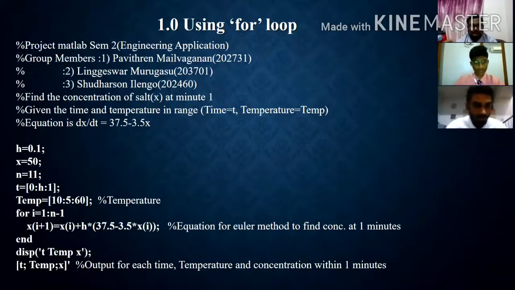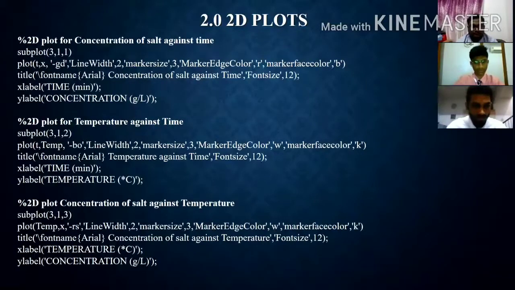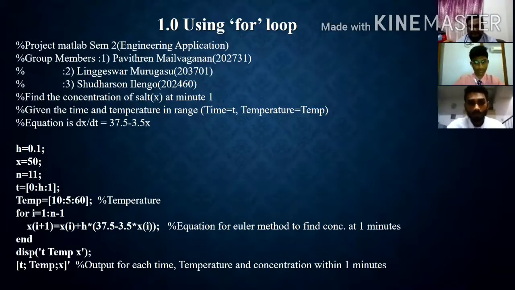Okay, let's go into the coding. The h, which means step size, is set to 0.1. After that, x, the initial concentration, is set to 50, and the number of iterations, n, equals 11. So we have a total of 11 iterations. After that, we continue with time t, in array format, which means starting from 0 with a step size of 0.1 until 1 minute. The temperature is also in an array, which will increase by 5 until 60.